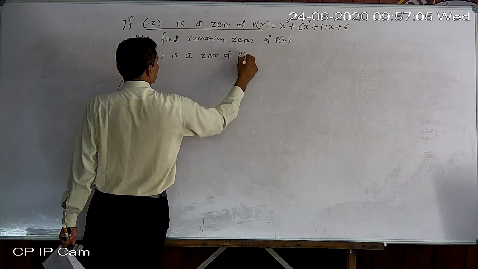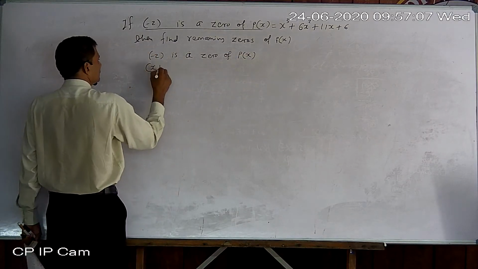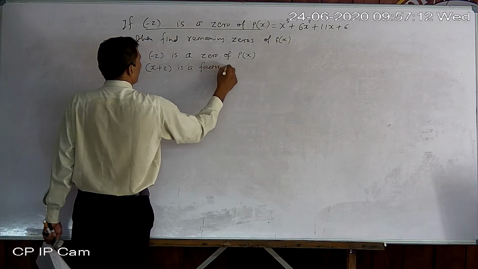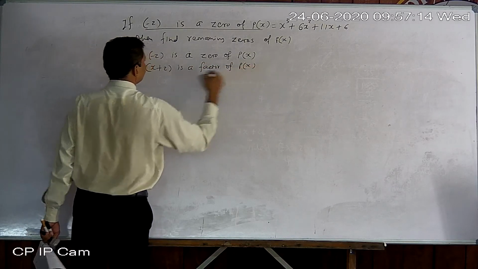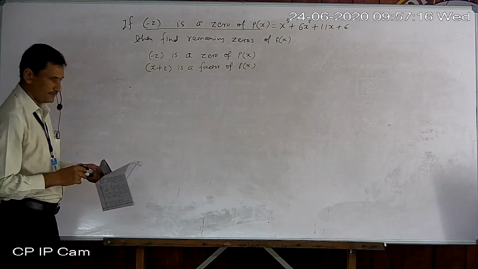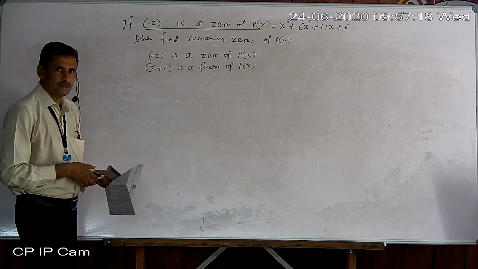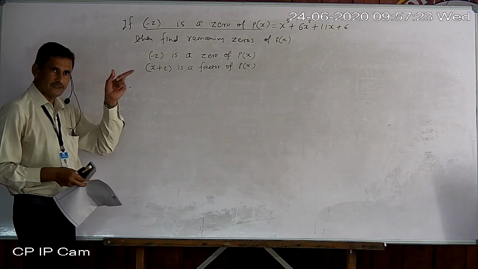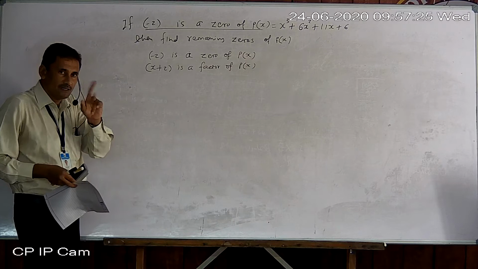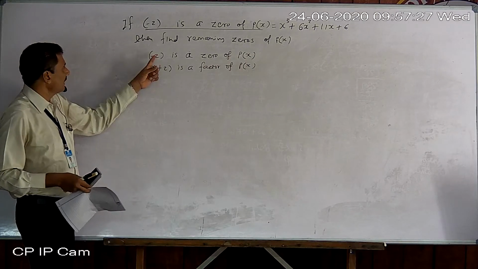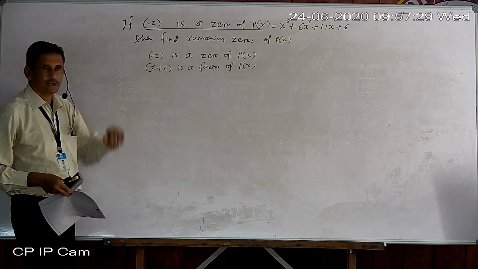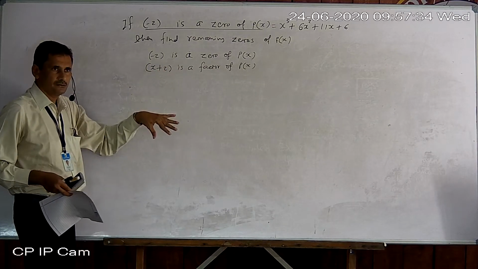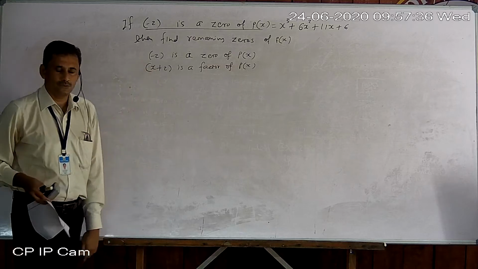So I can write in other language, x plus 2 is a factor of P of x. How? Just remember, we just discussed the remainder theorem or factor theorem. At that time, if x minus a is a factor, then a will be 0, meaning the sign will be opposite. So -2 is a 0, so x plus 2 is a factor. Okay, so if 2 is a 0, then x minus 2 is a factor. Okay, so we got one factor.